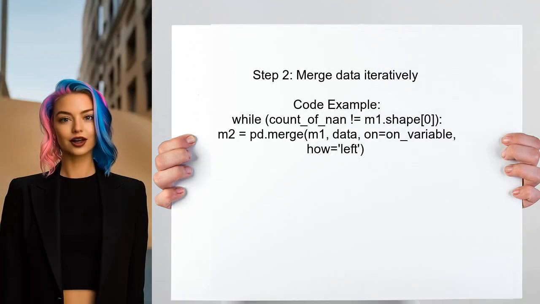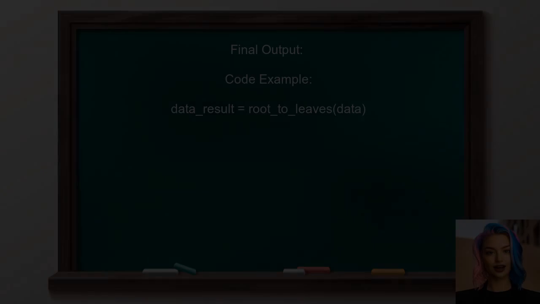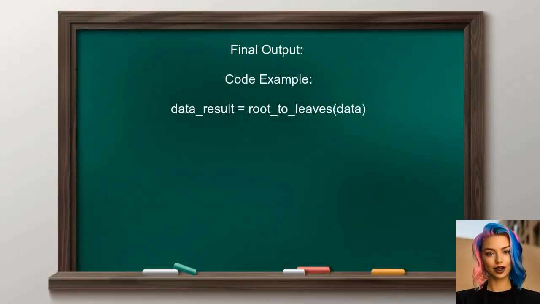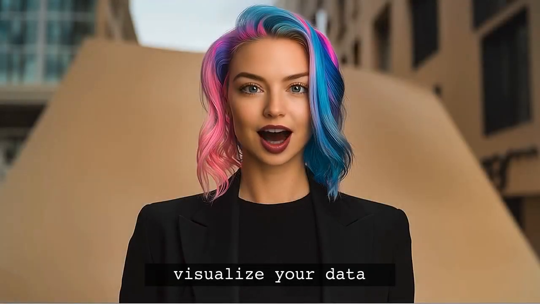Next, they merge the data iteratively, renaming columns as needed until all paths from the root to the leaves are captured. The final result is returned as a data frame. Finally, the resulting data frame containing the paths is stored in data result, which can be used for further processing or output.